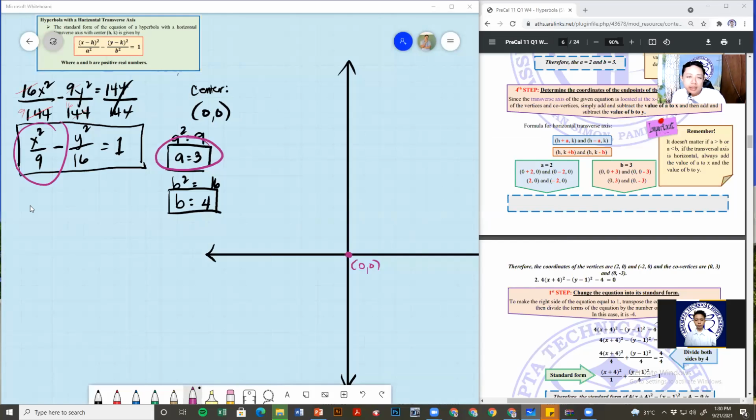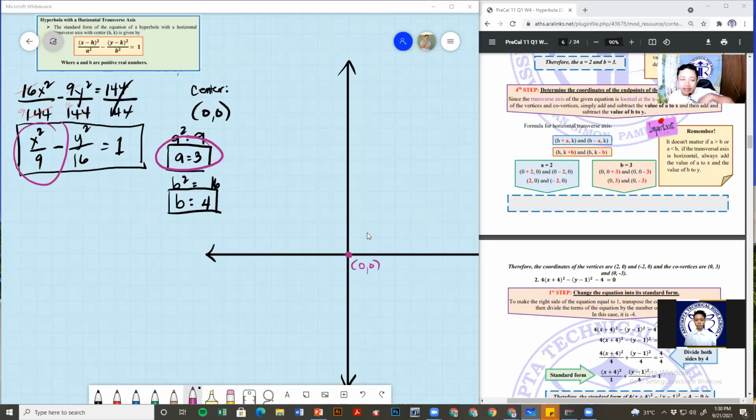Now, I'm asking you, since A is together with or just below our x squared, where do you think I should go? It's positive. Kasi positive, negative naman yan. Should I go up or should I go left or right? Should I go vertically or horizontally? Type your answer in the chat box, please. Where should I step from my origin in terms of A?